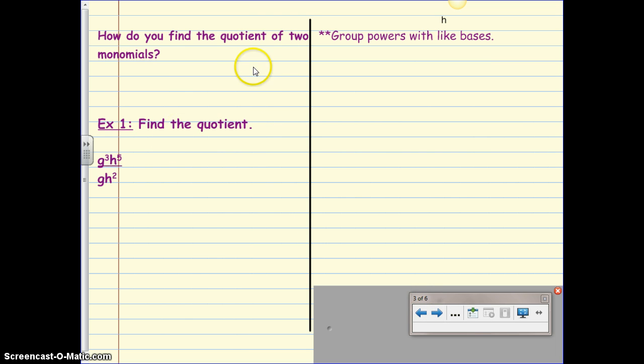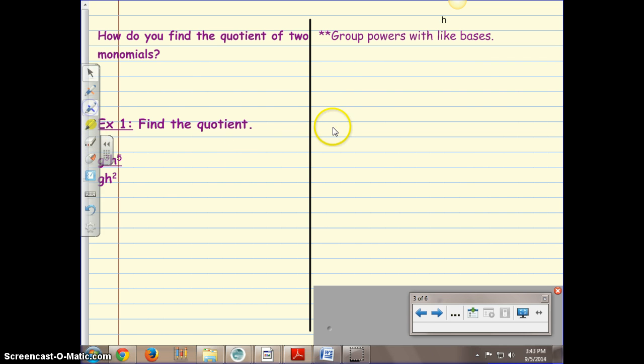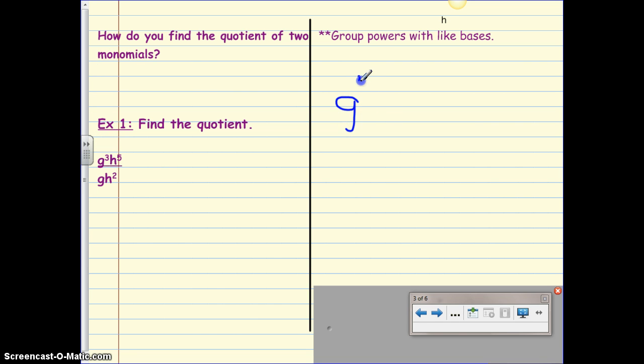So how do you find the quotient of two monomials? You are going to be trying to group powers with like bases. So let's start here by focusing first on the g's. So I'm going to do g to the third minus g to the first, which is just like minus 1, times h to the fifth, because 5 is in the numerator with h, minus 2, because 2 is in the denominator. So our final answer is g to the second, h to the third.